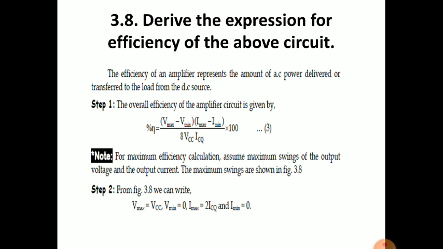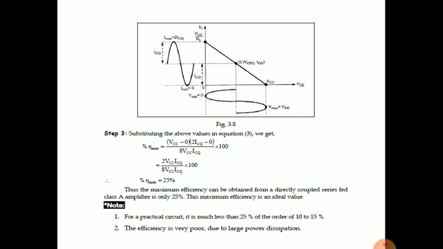First, we have seen the derivation of the expression for the efficiency of the class A power amplifier, which is directly coupled, in the previous lesson. The derivation we have seen here: eta is equal to (V max minus V min) into (I max minus I min) by 8 VCC into ICC, into 100. From where do we get this V max and V min? From the graph itself.